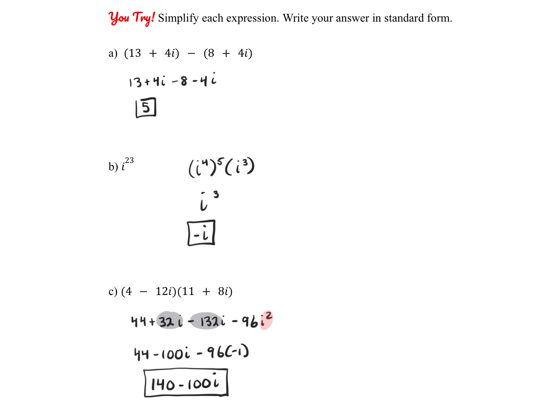All right, go ahead and check your work here. So you can see here we just needed to make sure to distribute that negative before we combine. Here we can rewrite this as i to the 4th to the 5th, which leaves us with i cubed left over, and then we just simplify i cubed to -i. And then here, FOIL it out, combine like terms, and remember i squared is equal to -1.